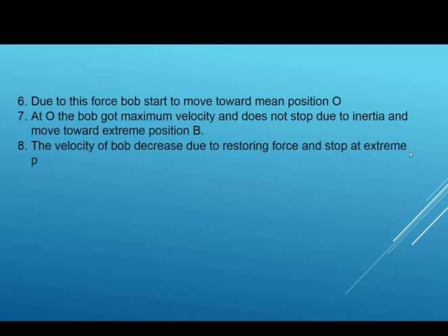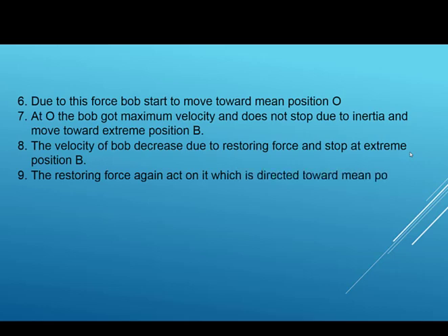While it is moving to the other side, the velocity of the bob decreases due to the restoring force again, because the weight does not want this object to go to this side. The weight always wants this object to be at the equilibrium position. So again the force starts to act on the object, and it will decrease the velocity of the bob. At extreme position B, its velocity will become 0, and then again the restoring force acts on it, which is directed toward the mean position, hence it moves to position O.